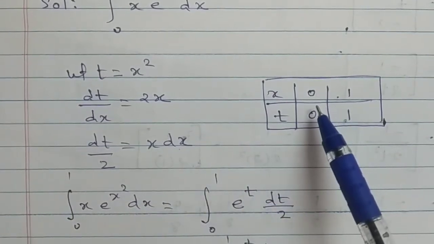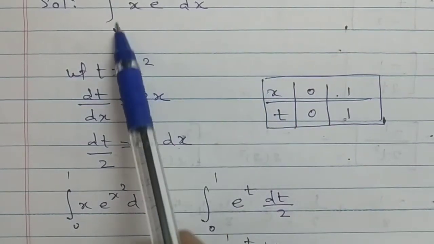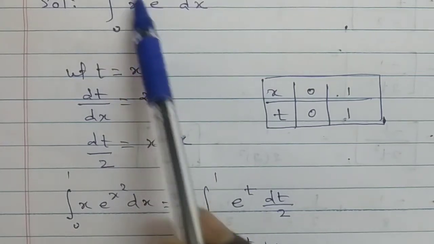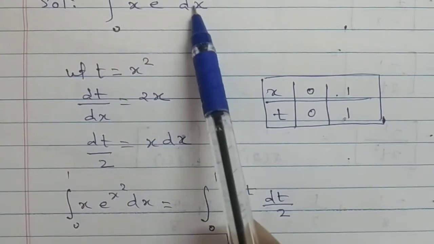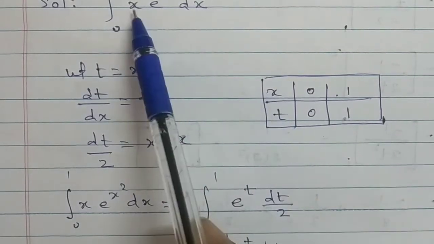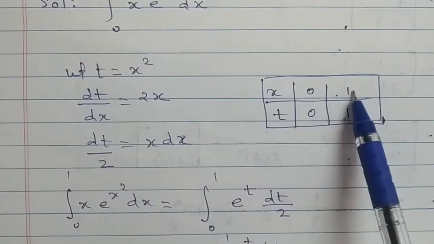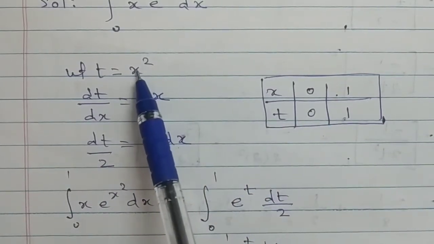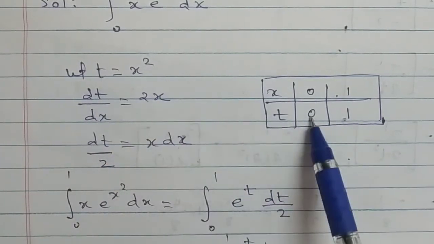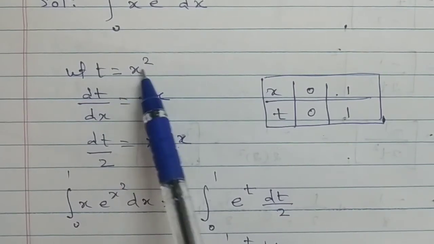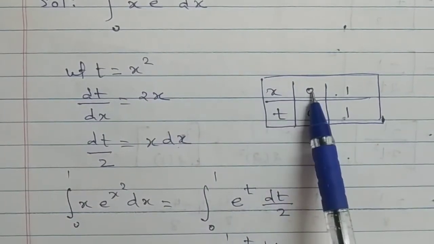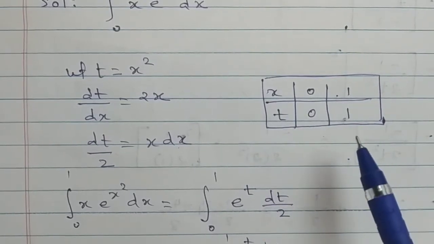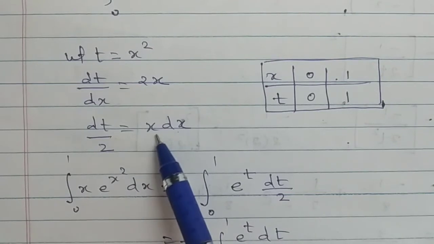Now find the limit values. The given limits are 0 and 1, which are in terms of x, so we convert them into t. In place of x equals 0, t is also 0. In place of x equals 1, t equals 1 square, which is 1 only. So x equals 0 gives t equals 0, and x equals 1 gives t equals 1. And dt by 2 equals x dx.